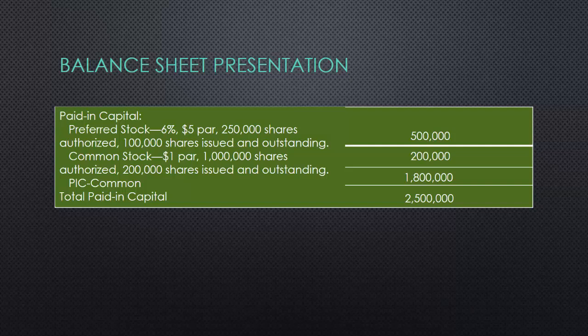So our company has preferred stock with a 6% stated rate, a $5 par. The board authorized 250,000 shares, and 100,000 of those shares were issued. They are all still in the hands of the public, so they're all still outstanding. Again, we report at our price of shares issued times par. 100,000 times $5 par is where the $500,000 next to preferred stock comes from.